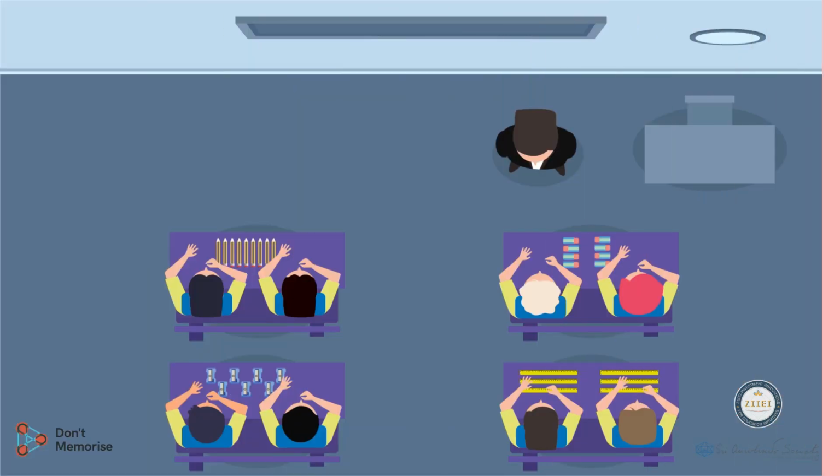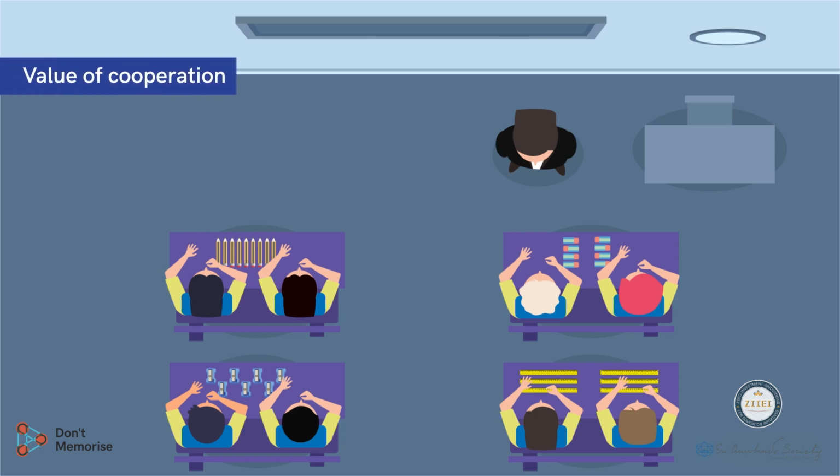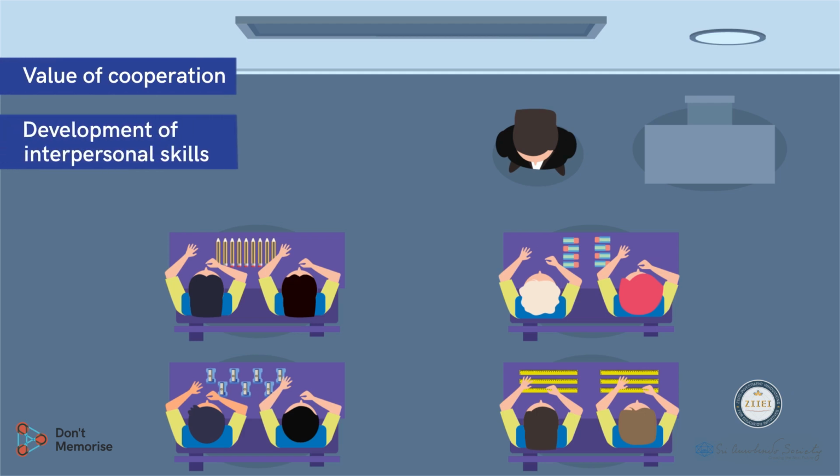Begin the activity by dividing the students into 4 groups. Working in groups will inculcate the value of cooperation among the students. It will also develop their interpersonal skills. Now, after dividing the students into groups, distribute the pencils, erasers, sharpeners, and rulers separately among the groups. Give the pencils to group 1, erasers to group 2, sharpeners to group 3, and rulers to group 4.